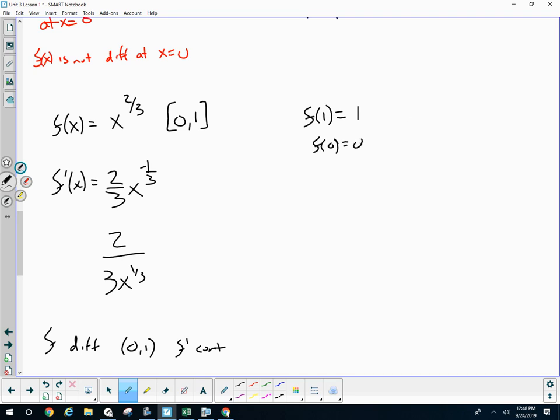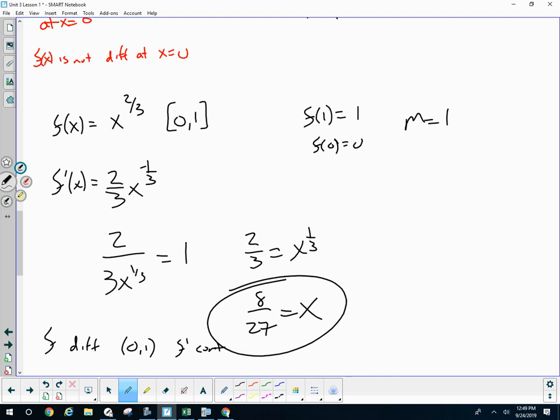So the slope is 1, 1 minus 0 over 1 minus 0. Solve this. Flip both sides. Maybe cross multiply. Whatever you want to do. 2/3 is equal to x to the 1/3. Cube both sides. 8/27 is equal to x. 8/27 is inside my interval. Okay.